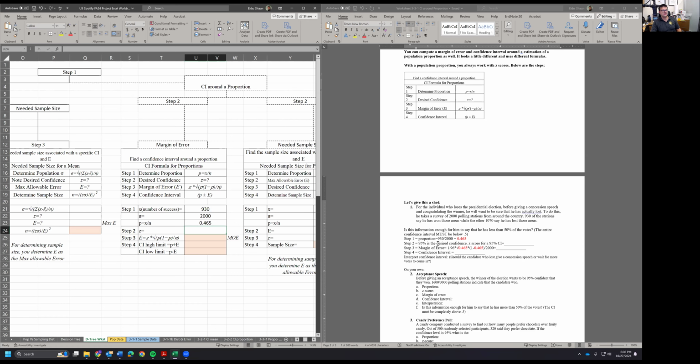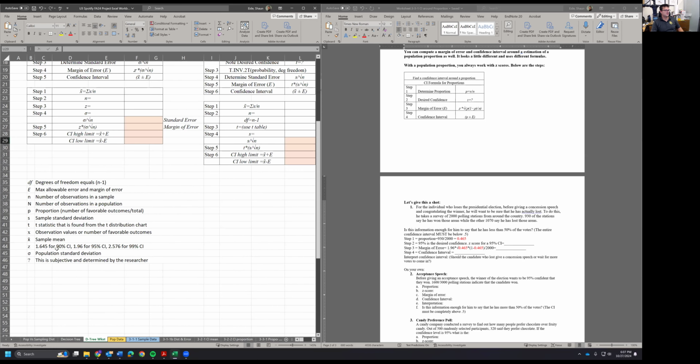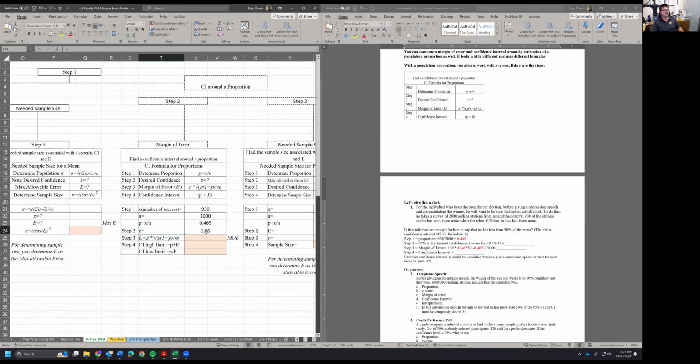Then the 95 percent is the desired confidence. Right here, we're going to put 1.96. Once again, this follows the values over here: 1.96, 1.645, 2.576. We're going to be using those same values right here. Depending on how much confidence you have, that's what you're going to put here.